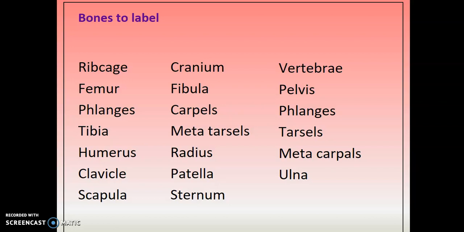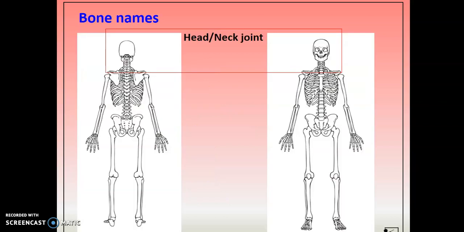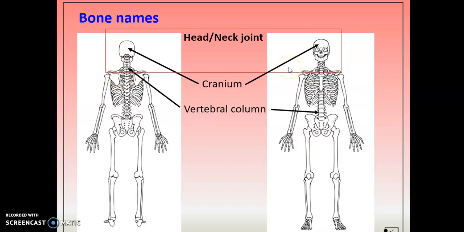Now we're going to move on and look at where you would find those bones on a skeleton so that you would be able to label them. So we're going to start at the top. We've got a backwards view here of our skeleton, and we've also got a front view here. So starting at the top is your cranium. You can see it from the back and from the front. Now your cranium is otherwise known as your skull.